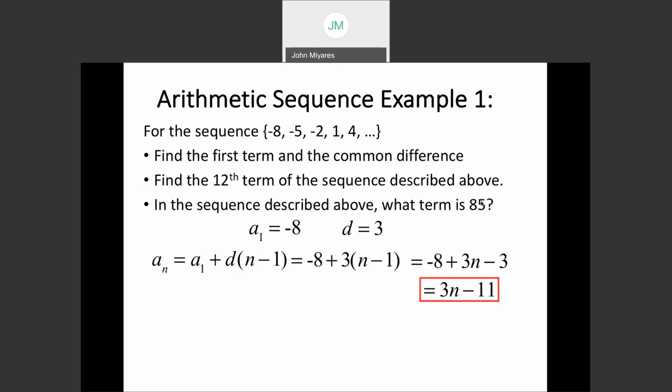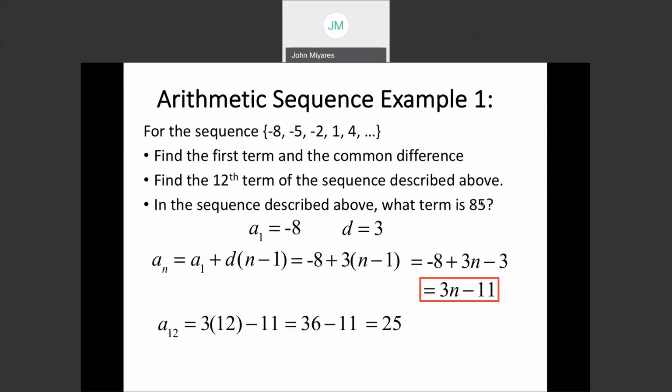To get the 12th term of the sequence, we can now plug in 12 for n and get 3 times 12 minus 11. 3 times 12 is 36, which when you take away 11 gives 25.